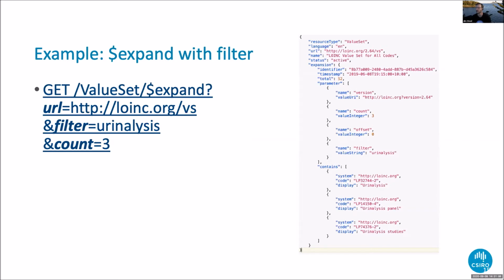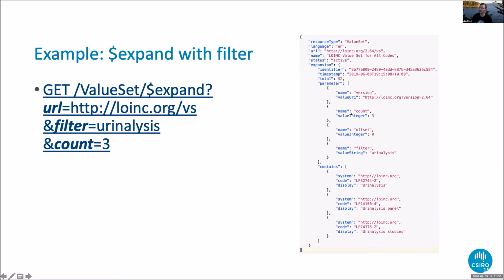Which is a very big value set to use, but it's what we're using for this example. We're also going to pass through two other parameters. The first is a filter parameter, a text filter that maybe the user has typed in, in this case, urinalysis. And we're going to give it a count parameter to say we only want the top 3 codes to come back. And the result that comes back is, again, a value set with an expansion element.